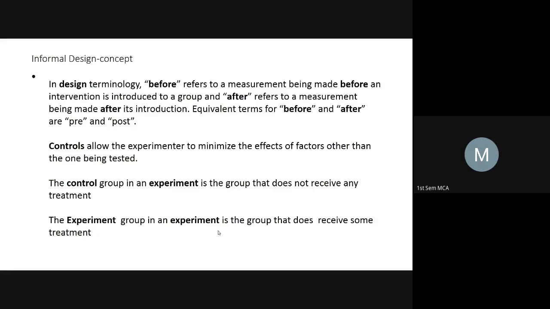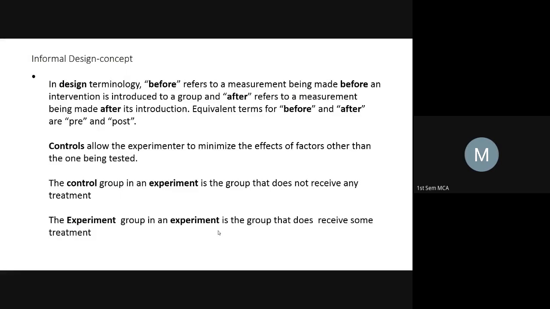Okay. So in research also, before putting the data and after putting the data, what is the effect? We call this before and after as pre and post. Before evaluation and after evaluation. This is what you have to understand with respect to before and after.